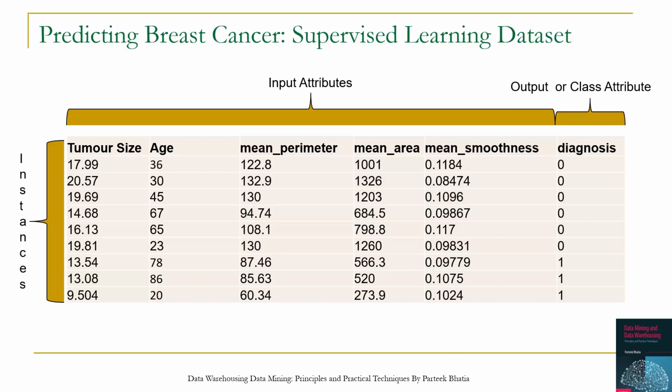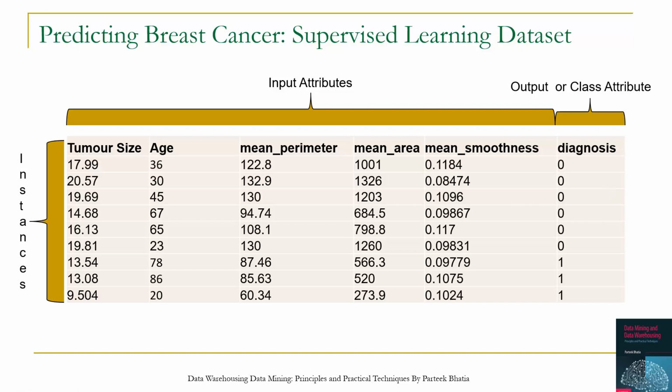Let us consider this dataset for predicting breast cancer. Here again we have an output attribute, diagnosis, which is marked as 0 or 1 based on the value of input parameters. These input attributes are attributes of the tumor and patient, and based on that we are predicting whether the tumor is cancerous or non-cancerous. Here we have a class attribute, diagnosis. So we can build a machine learning model to predict whether the tumor is cancerous or non-cancerous based on these input attributes. This is a case of classification and we have already considered this dataset under classification.